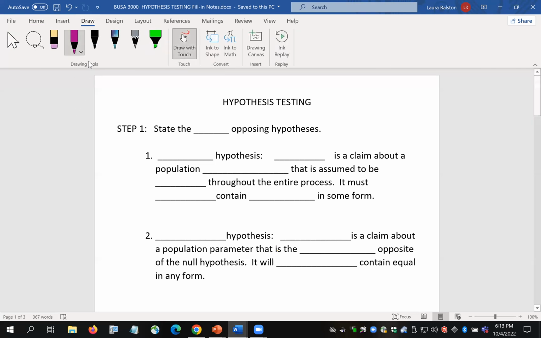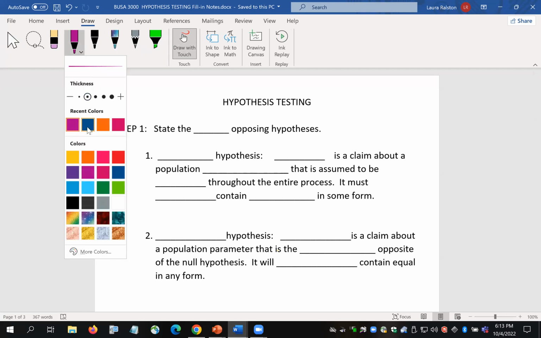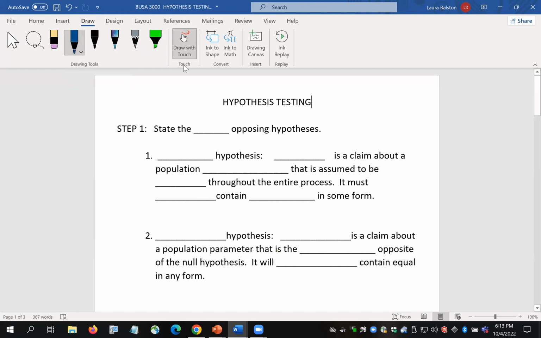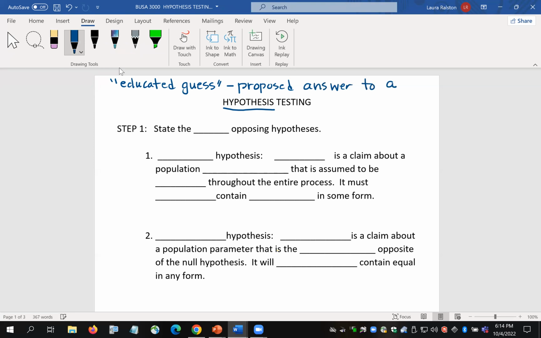So let's get started. Again, a hypothesis, if you think about it from a science perspective, we think about as being an educated guess. Or in our case, it's typically a proposed answer to the research question.